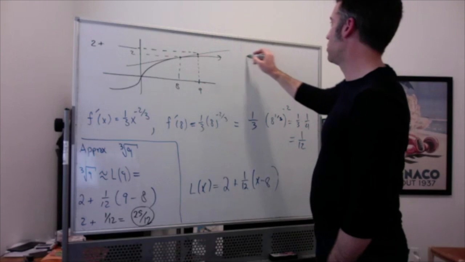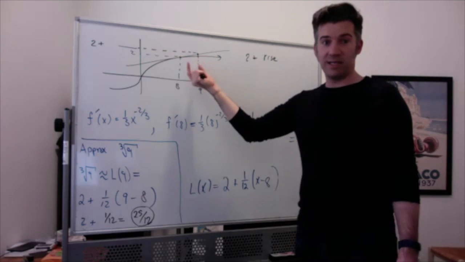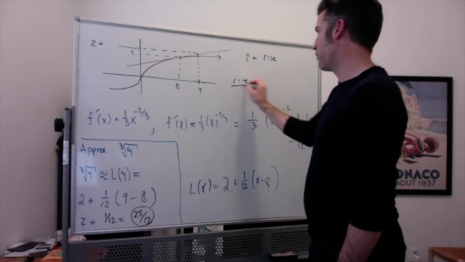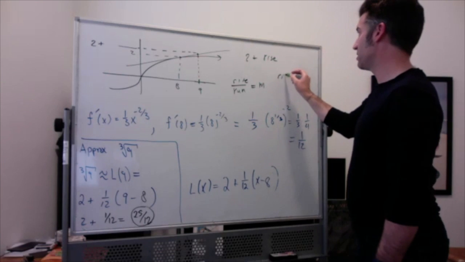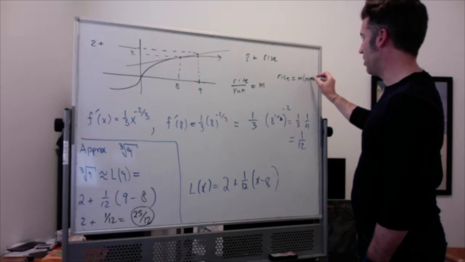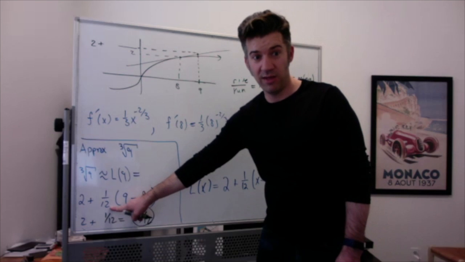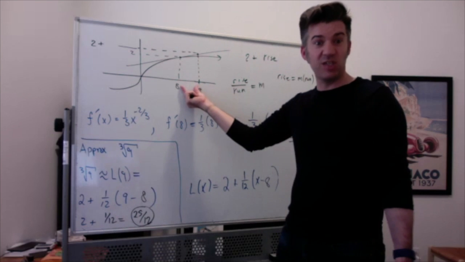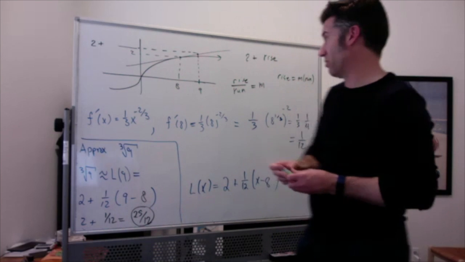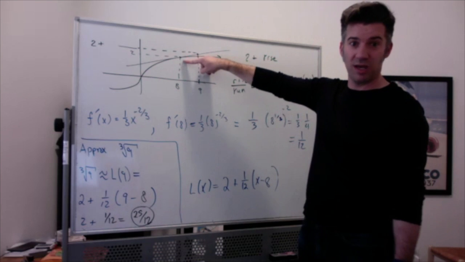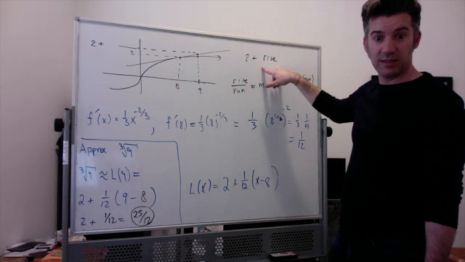Essentially, I'm doing 2 plus the rise, where the rise is, well, I know that rise over run is equal to the slope. So the rise is equal to the slope times the run, or the slope, 1/12, times the run, which is how much change in x there is, which is 9 minus 8. So that's really what we're doing. We're taking the y value that we kind of already know is good and adding a little bit on. How much on? How much the rise is from here to there.